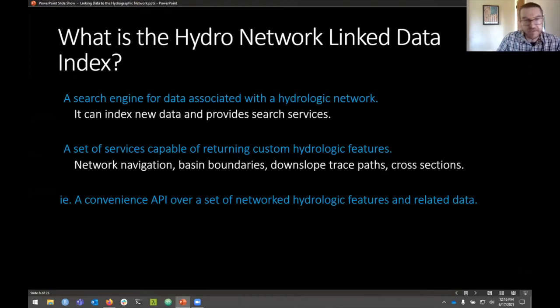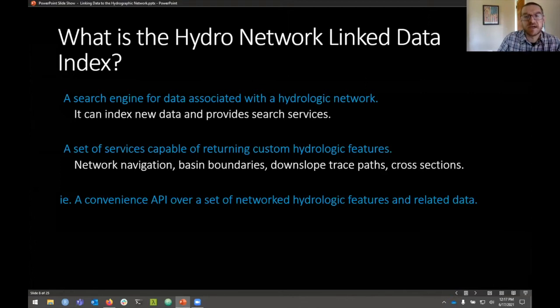But let's talk about it for a second. What is the Network Linked Data Index? At the core of it, it's a search engine, but it's a search engine for data associated with a hydrologic network.